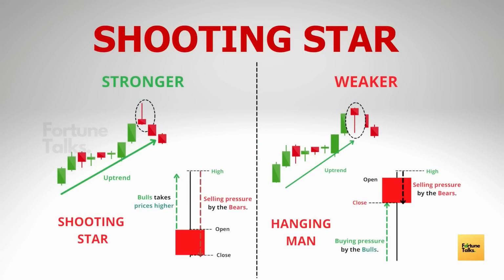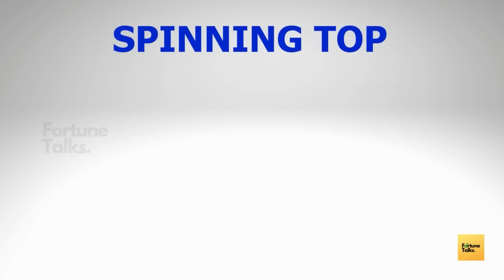It is stronger than the hanging man pattern that is formed in the uptrend. This is because the sellers were more in control when the shooting star was formed rather than during a hanging man pattern. Now let's move to the third category of candlesticks.